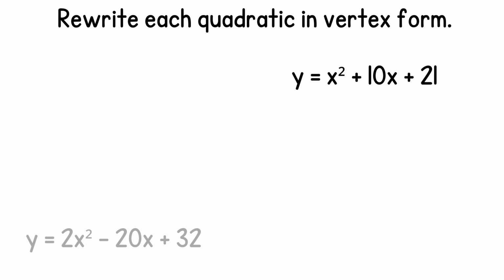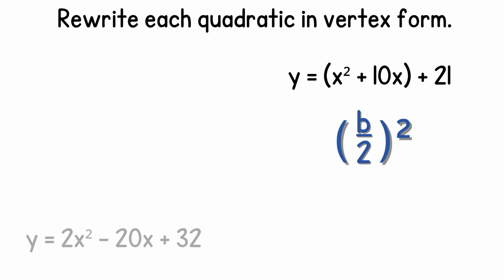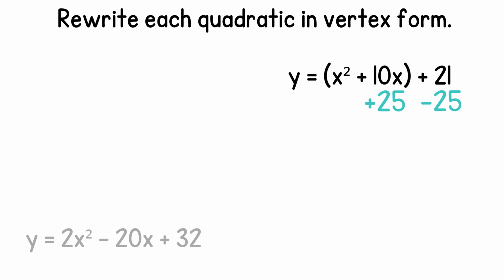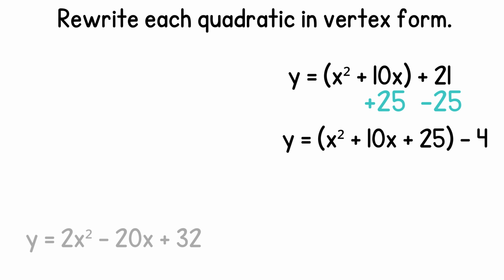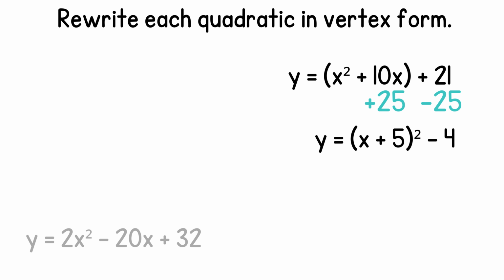So let's look at the second equation. We'll start by grouping those x terms, and then we'll find the value that we want to use to complete the square. b becomes 10, and half of 10 gives us 5. 5 squared is 25. So we'll add 25 to the parentheses and subtract it from the constant. So we get y equals x squared plus 10x plus 25 minus 4. We can simplify the parentheses to (x plus 5) squared, and now we have this in vertex form.